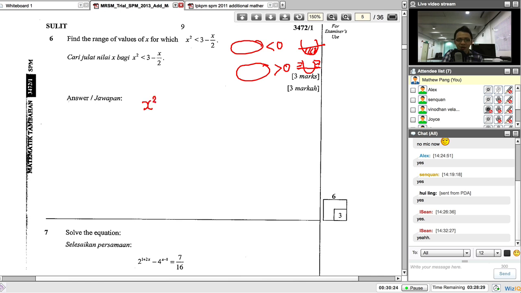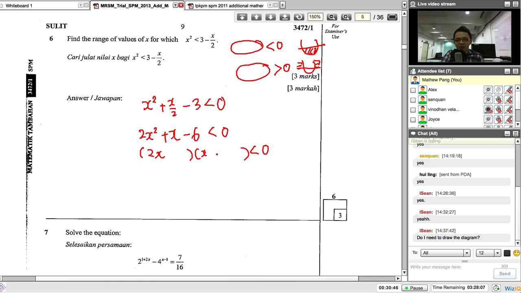So this is x squared plus x over 2 minus 3 less than 0. I multiply everything by 2 because I'm not so good with fractions. So this is 2x squared plus x minus 6 less than 0. Then I factorize this. This is 2x, this is x, less than 0. So I have 3 and 2, I believe this is 3 and this is 2. This is positive, this is negative.